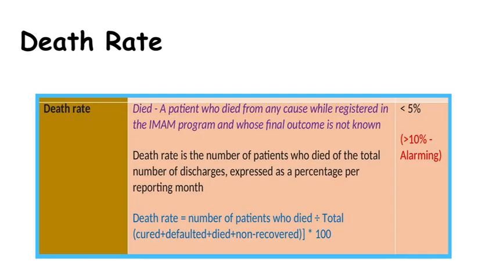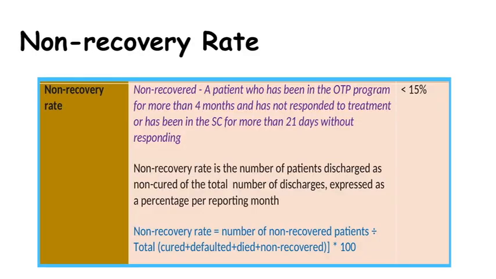Our death rate, a patient who dies. This is a patient who died from any cause while registered in the IMAM program and whose final outcome is not known. And the death rate is calculated as the number of patients who died divided by the total discharges multiplied by 100 to get our percentage. And we aim as a country to have a death rate that is less than 5%. If it is greater than 10%, then this is alarming.